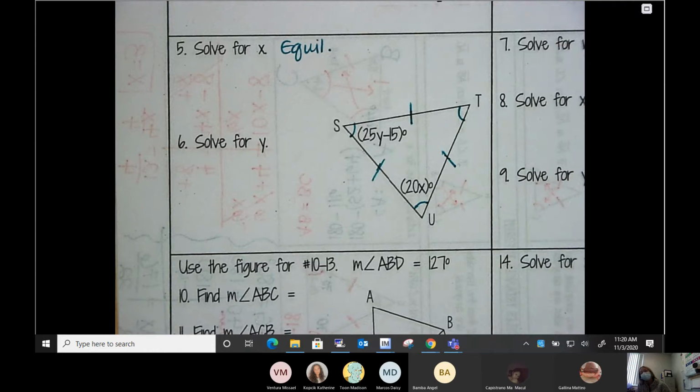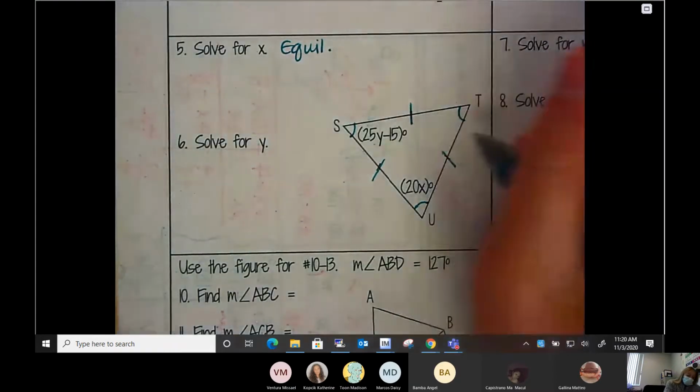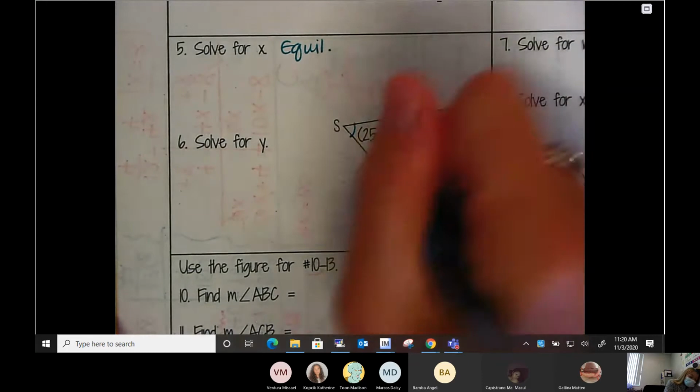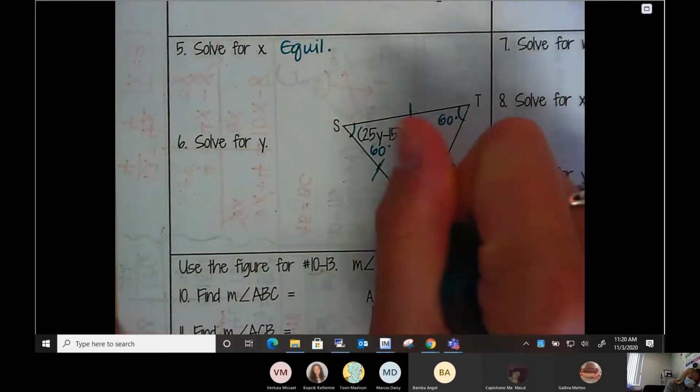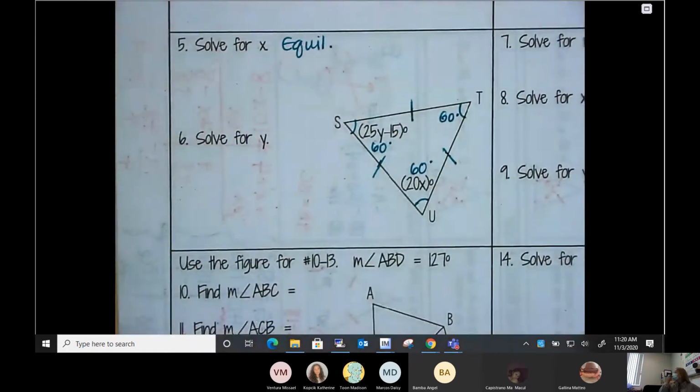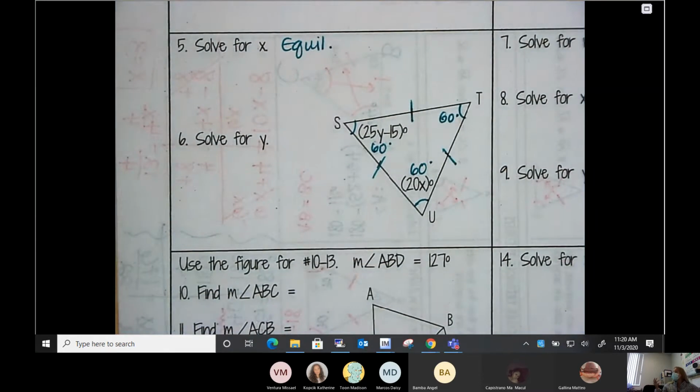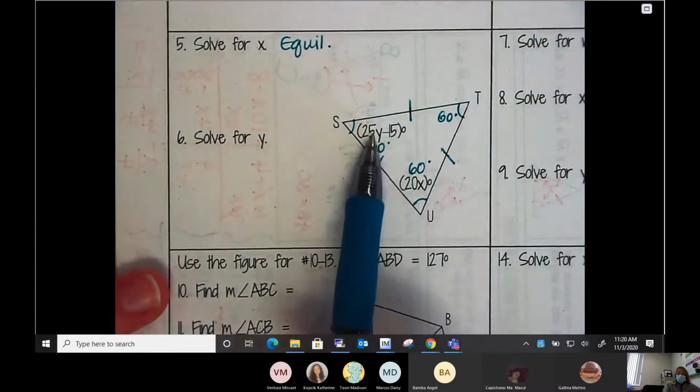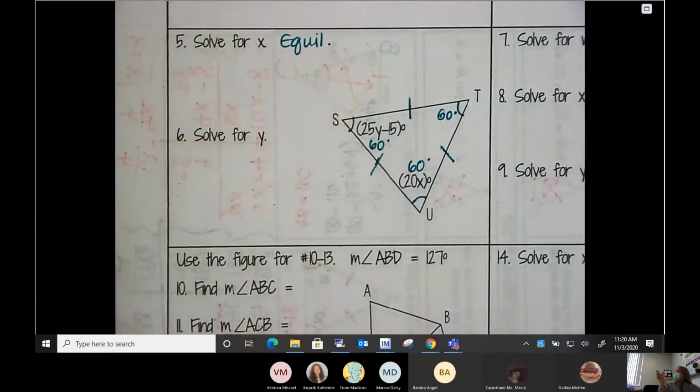Could you set one equation to 60 and then solve for that? Yes, and you could then plug it in. It's exactly what you can do. So each angle has to be 60 degrees. Angle T is 60 degrees. Angle S is 60 degrees. Angle U is 60 degrees. So what I can do is, instead of trying to add them all together because I have an x and a y, I can set each individual equation equal to 60, and then I can solve it.